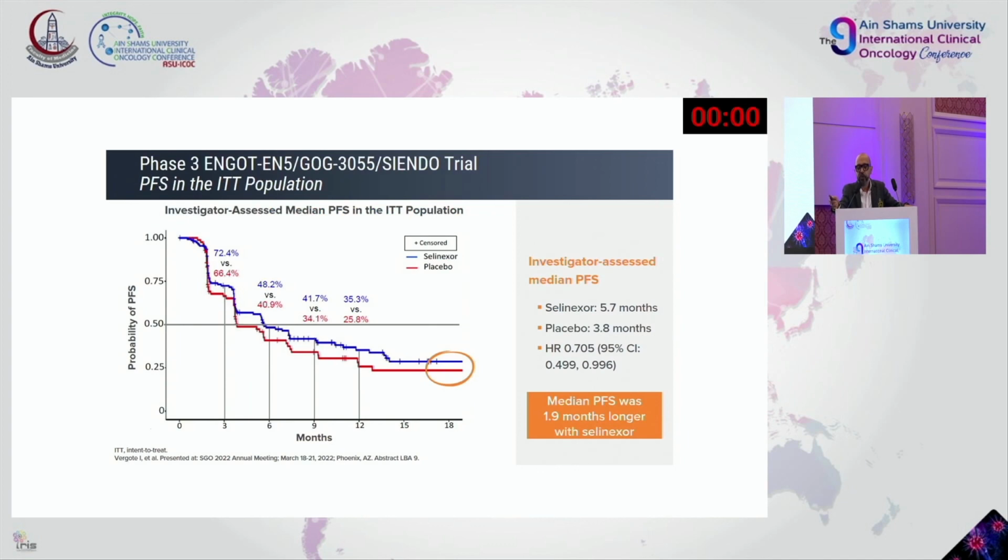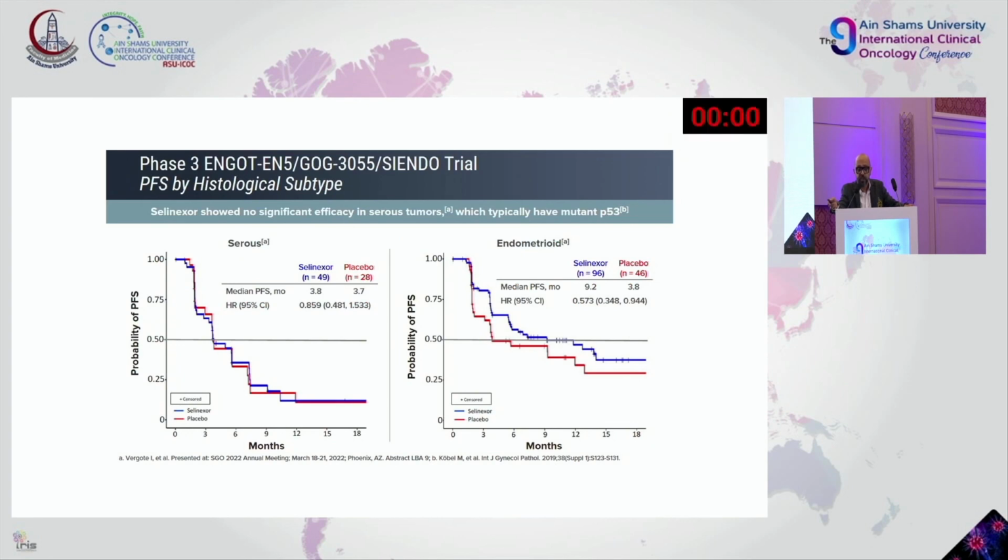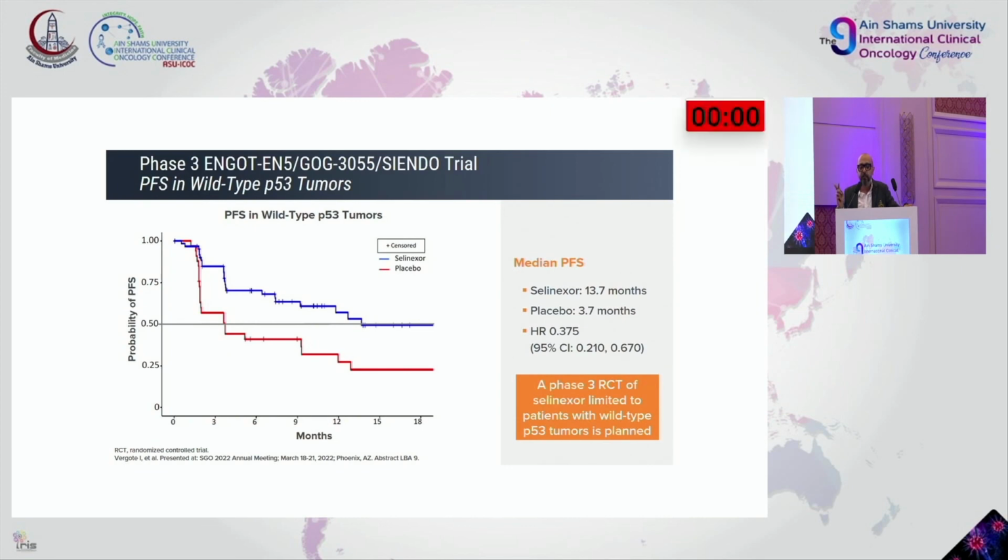Here we see that progression-free survival for all comers was 5.7 versus 3.8, but for serous it was 3.8 versus 3.7, and the endometrioid subtype, the best median progression-free survival was 9.2 versus 3.8, and in wild type p53 tumors, which are the non-specific molecular subtypes, here we see a significant median progression-free survival of 13.7 months versus placebo 3.7 months. And now a phase 3 randomized controlled trial of selinexor limited to patients with wild type p53 tumor is planned. For the first time, we have a promising maintenance treatment in metastatic endometrial cancer.